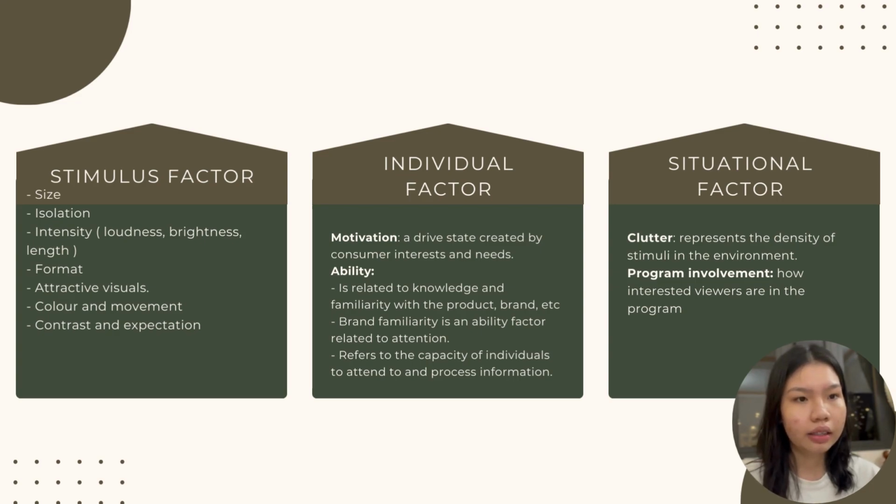includes the stimuli in the environment other than the focal stimulus and temporary characteristics of the individual that are induced by the environment. So we're going to have two elements here. The first one is clutter, which represents the density of stimuli in the environment, and the second one is program involvement, which is how interested viewers are in the program. Like this element has a positive influence on attention.